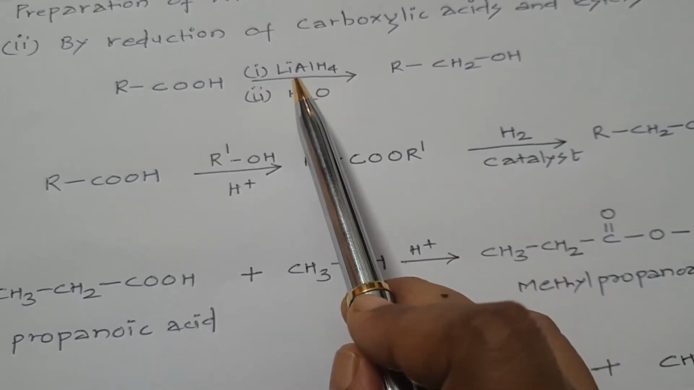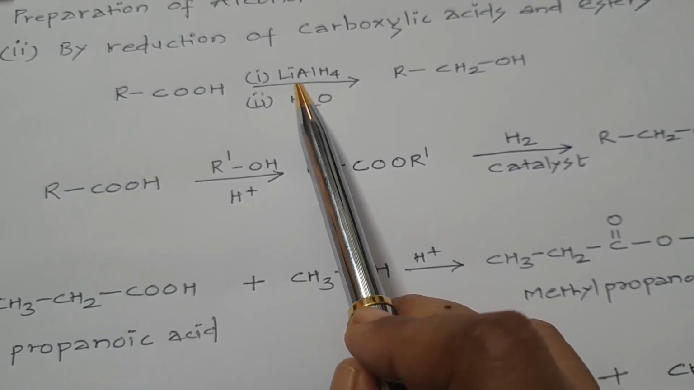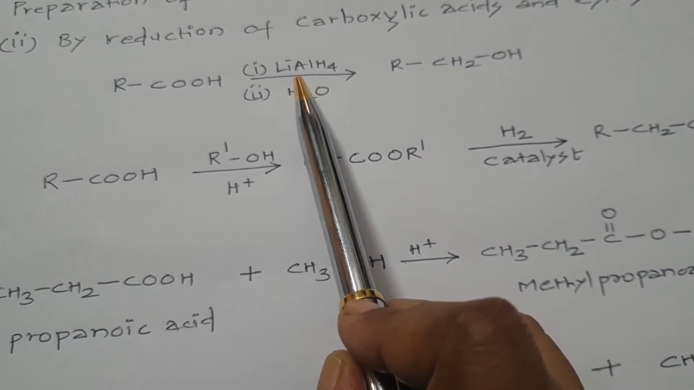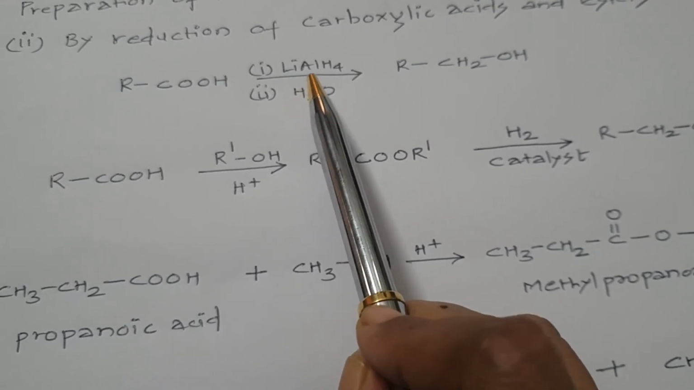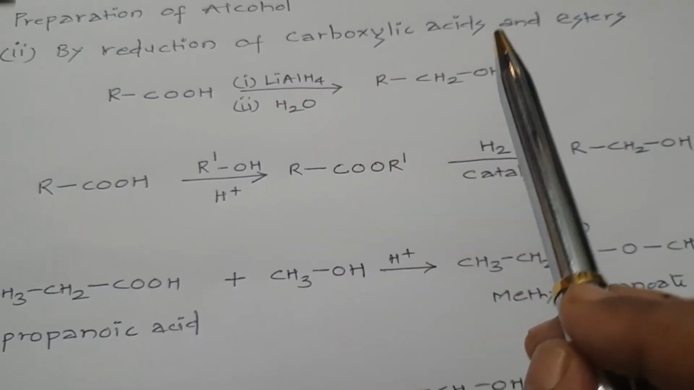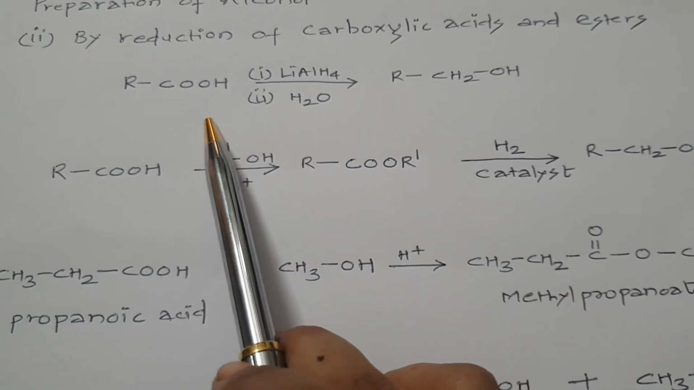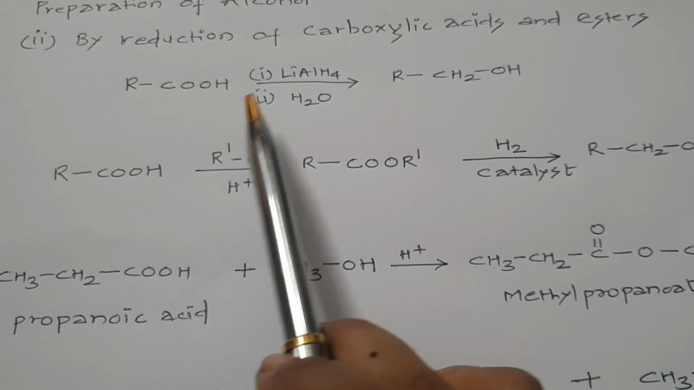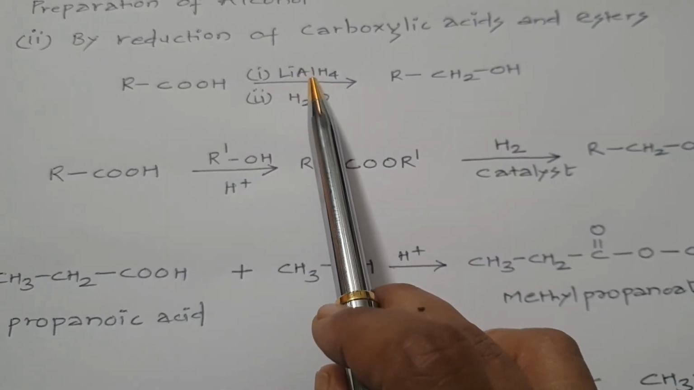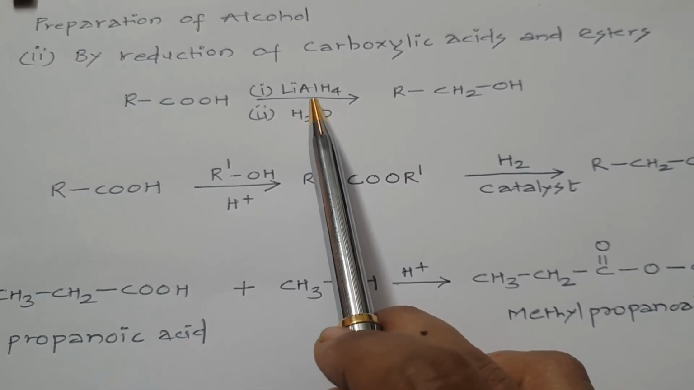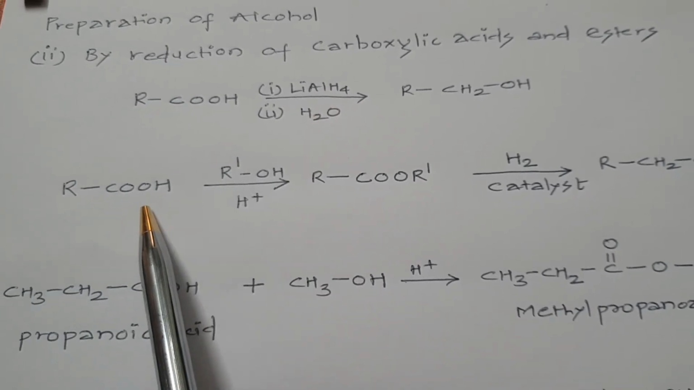Now, in this particular method, we have to make use of a reducing agent like lithium aluminium hydride, which is a costly reducing agent. Commercially, when alcohols are prepared from carboxylic acid, we do not make use of lithium aluminium hydride. Rather, we make use of these steps.